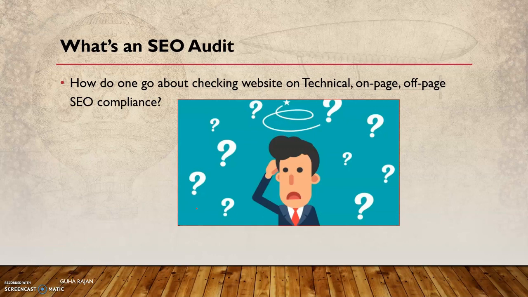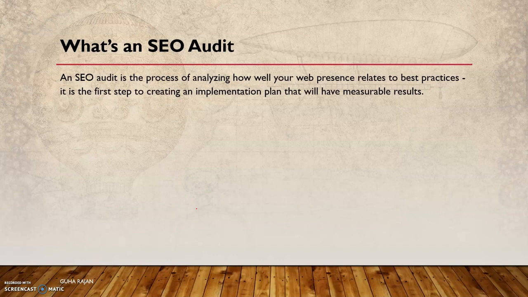So how do we go about checking a website on all this, technical, on-page, off-page, for SEO compliance? This is where the confusion is, and that process is called the audit. An SEO audit is a process of analyzing how well your web presence relates to best practices, because our ultimate goal is to ensure that your website or a web page is available for the Google search engine to provide the page results. It gets displayed based on the keyword searches.